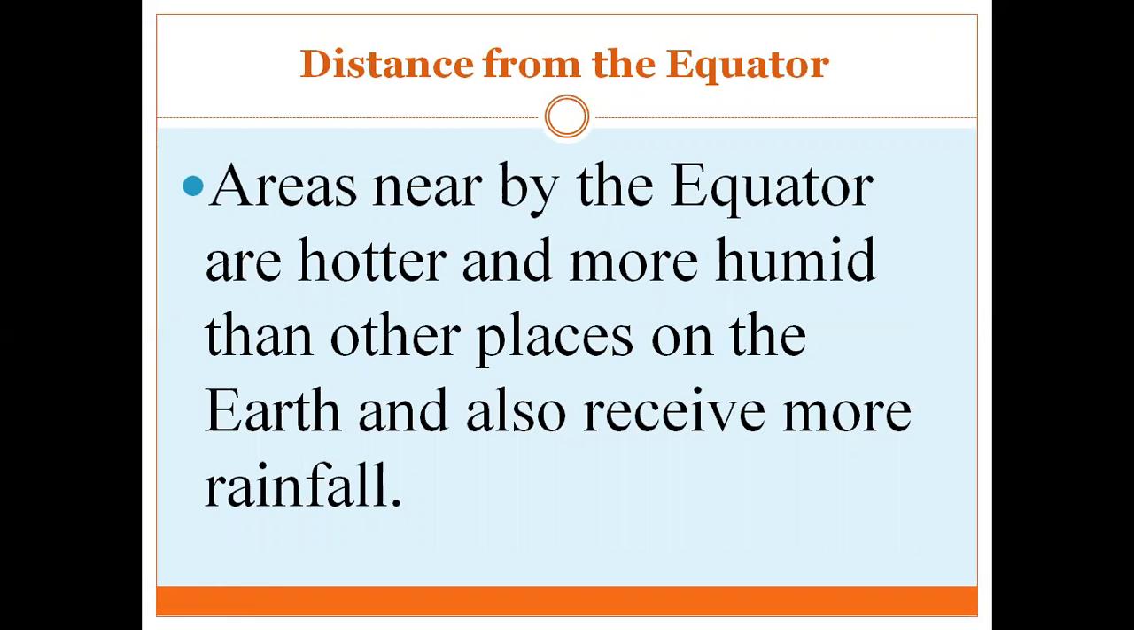Okay, another factor, students, that affects the climate of a place is its distance from the equator. As we learned in the previous session also, the places near the equator, or that lie in the zone near the equator, are the hottest places in the world. So places closer to the equator are hotter and more humid than other places on the earth, and they also receive more rainfall. Whereas the polar regions are extremely cold with hardly any sunshine. Here I would like to give an example of a place like Malaysia. Malaysia lies closer to the equator, so its climate is hot and humid.